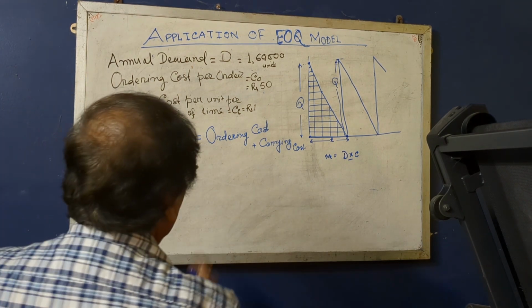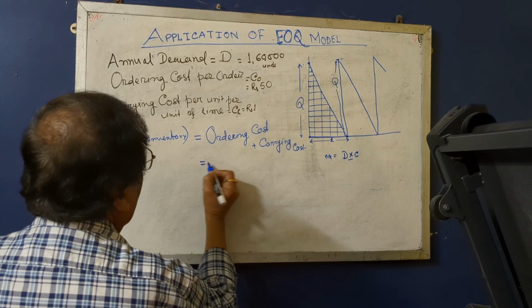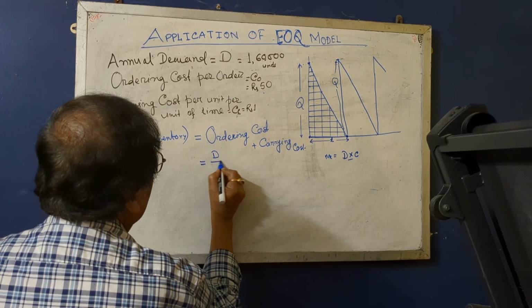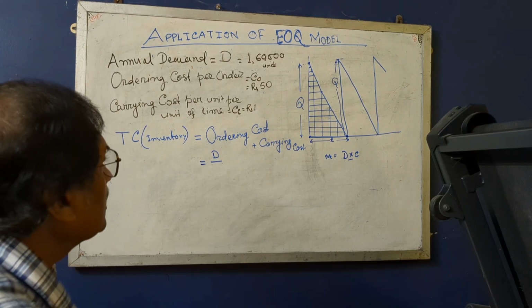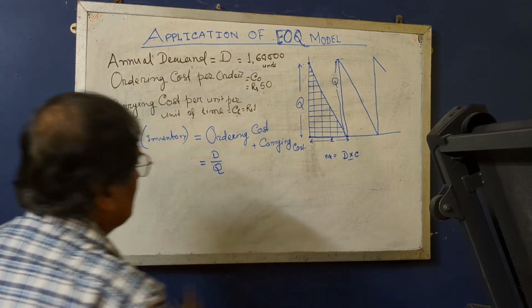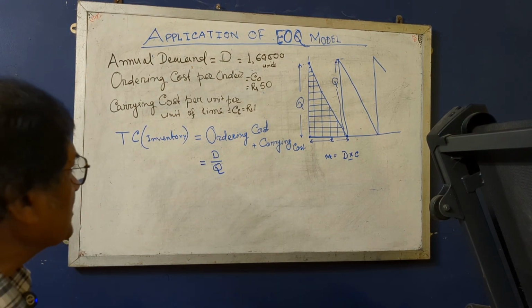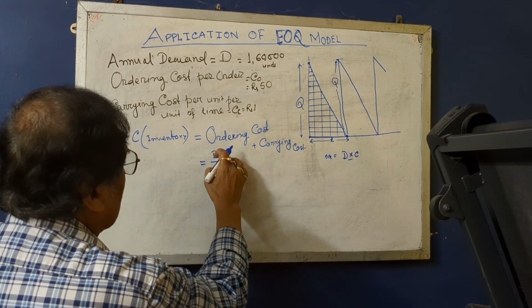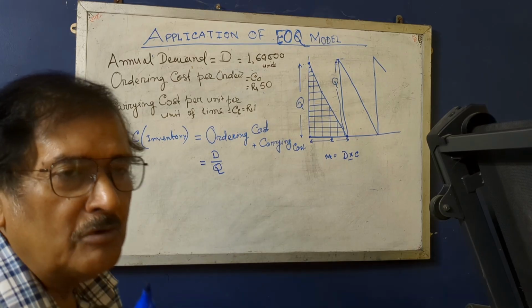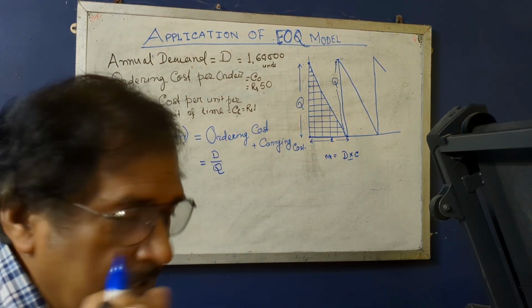Okay. Now first, ordering cost. How will this come? D is the demand per annum, and suppose you are ordering Q units at a time. Then how many orders do you have to place? D by Q. Suppose the demand is 1000 and you order 100 at a time, then how many orders? 1000 divided by 100, 10 times in this way.